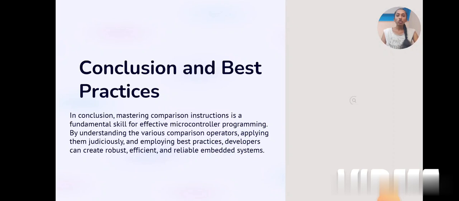In conclusion, mastering comparison instructions is a fundamental skill for effective microcontroller programming. By understanding the various comparison operators, applying them judiciously, and employing best practices, developers can create robust, efficient, and reliable embedded systems.